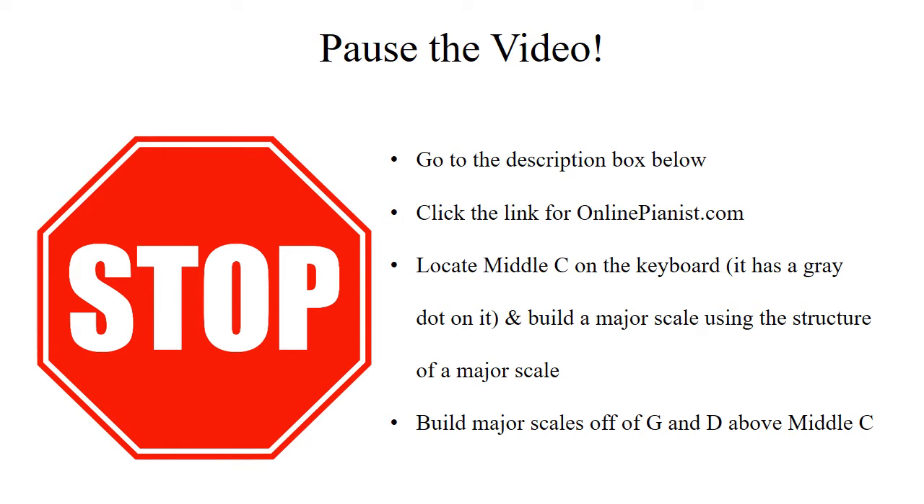So I want you to pause the video here after you've heard your instructions, okay? I want you to go into the description box below this video, and I want you to find the link for OnlinePianist.com and open up that website. Go ahead and locate middle C on the keyboard once you've got the site open, and I'll give you a hint, it has a gray dot on it, and I want you to build a major scale using your major scale structure off of middle C. Once you've done that, I would like you to locate G above middle C and build a major scale using your structure, and I would also like you to find D above middle C and repeat that process, okay? Once you've done that, I'd like you to come back to the video and we can keep talking about key signatures.